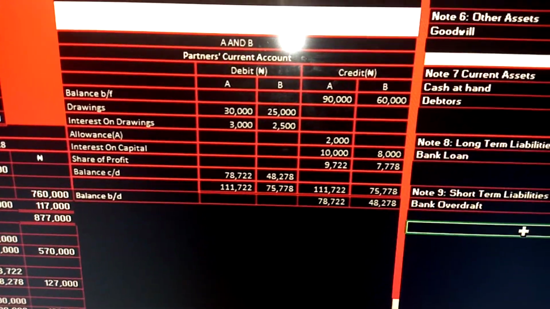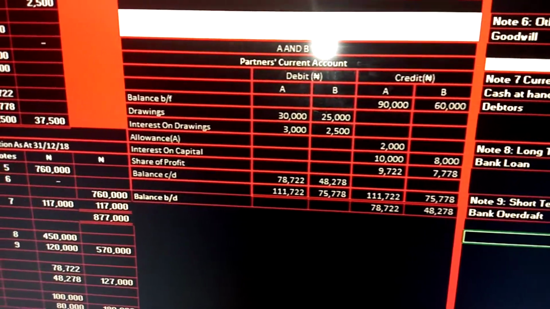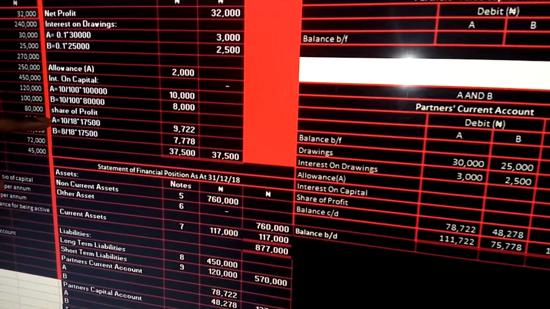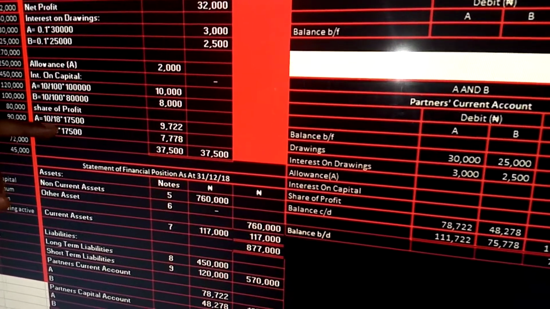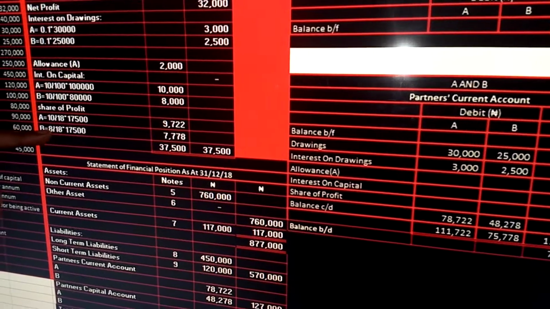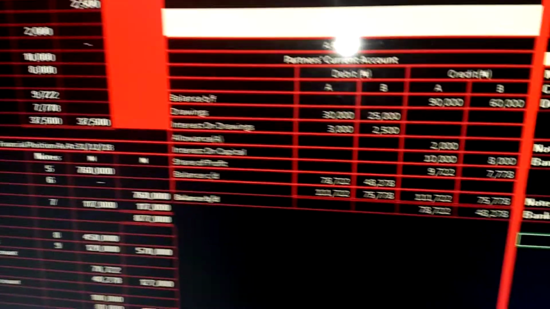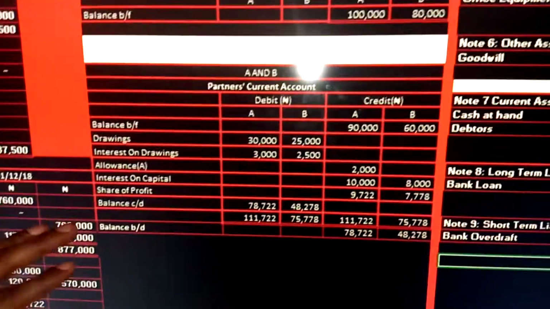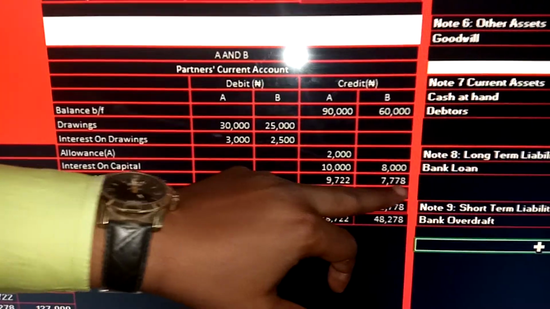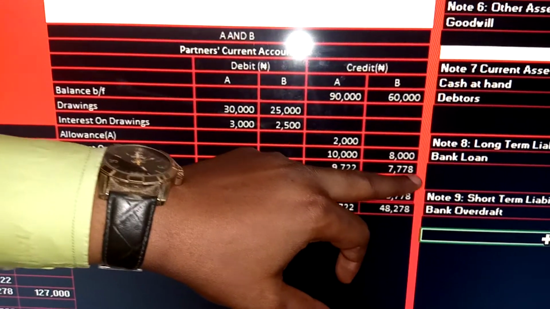Then the profit that was shared among them. Remember, the business will have to share the profit that is remaining, which was 17,500. We shared it in the ratio of capital contributed. Look at it here, share of profit: A, 100,000 over 180,000 times 17,500, that is 9,722. B, 80,000 over 180,000 times 17,500, that's 7,778. It's an expense to the business, an income to the partners. So we have share of profit here: A is 9,722, B is 7,778.